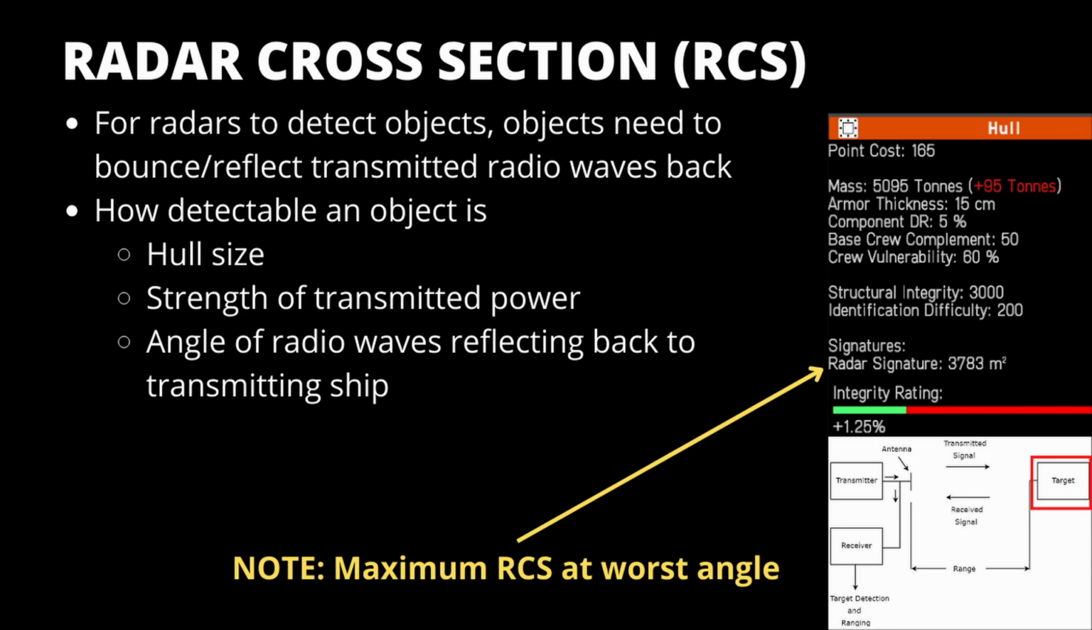and then the angle of the radio waves reflecting back to the transmitting ship. Now, the angle that the radio waves hit is important as it will determine how much or how little is reflected back to the transmitting ship. So for example, a flat panel is going to make it a lot easier to get those radio waves bouncing back as opposed to something that is angled.